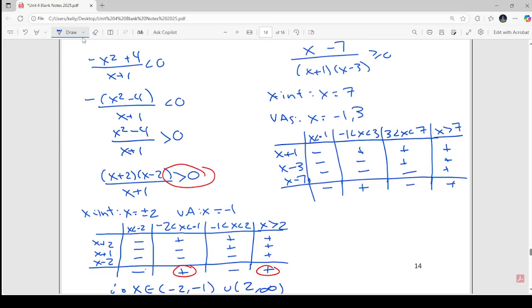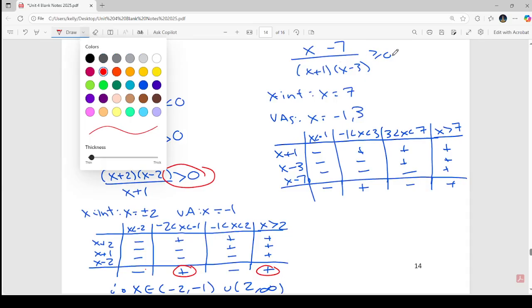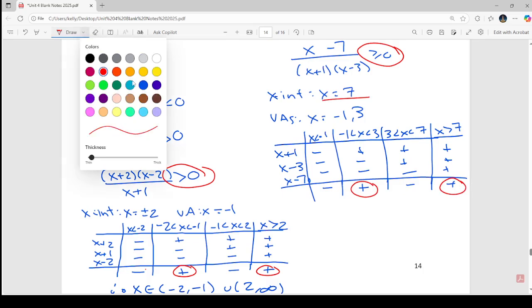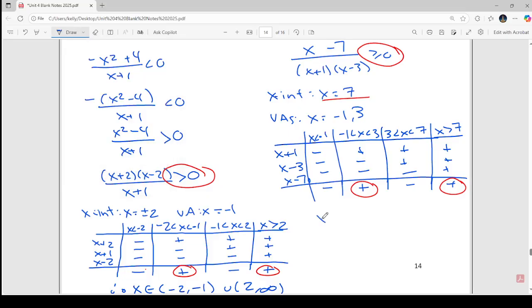And I'm looking for, let me go back to my most recent one, when is this greater than or equal to 0? So here's when it's greater than 0, and remember this is where it is equal to 0. So for my interval, I'm going to have from negative 1 to 3. Those are round brackets because the negative 1 and 3 are actually restricted. So my last bracket is everything greater than 7, but x can equal 7, so 7 to infinity.